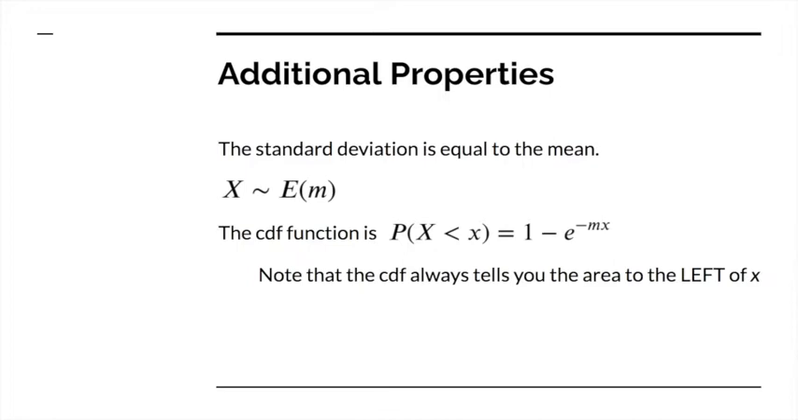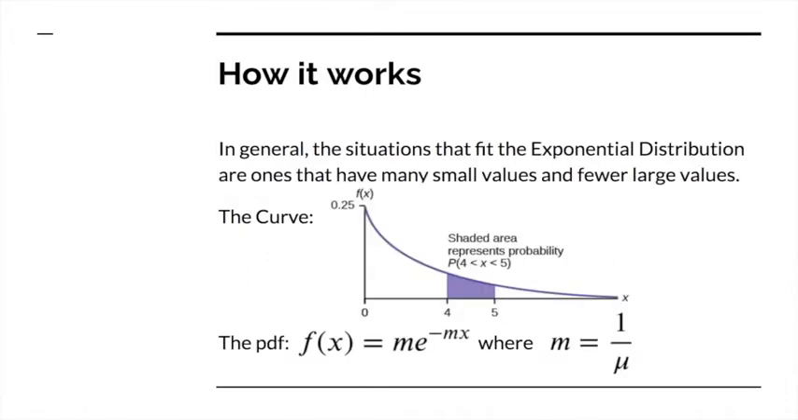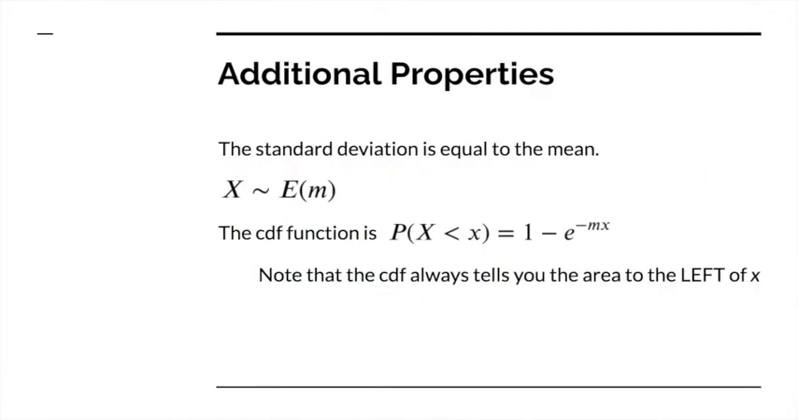Now the CDF function, this is what tells us our area, and the CDF function is always going to tell you the area to the left of the x value that you plug in. So the CDF function is 1 minus e to the negative mx. So it's going to be really important that you keep track of the PDF function at the bottom of this slide, m e to the negative mx, and the CDF function, 1 minus e to the negative mx.